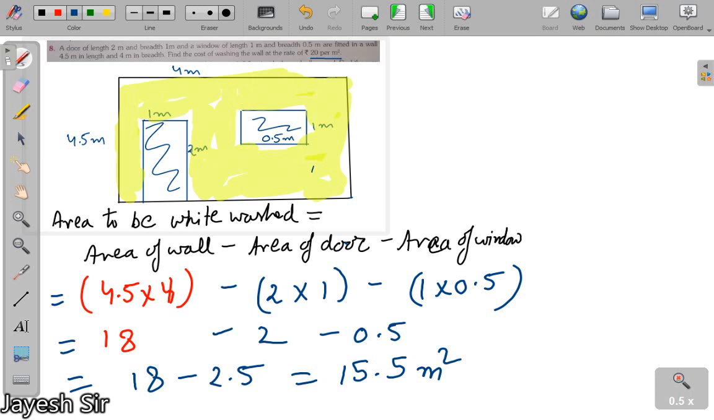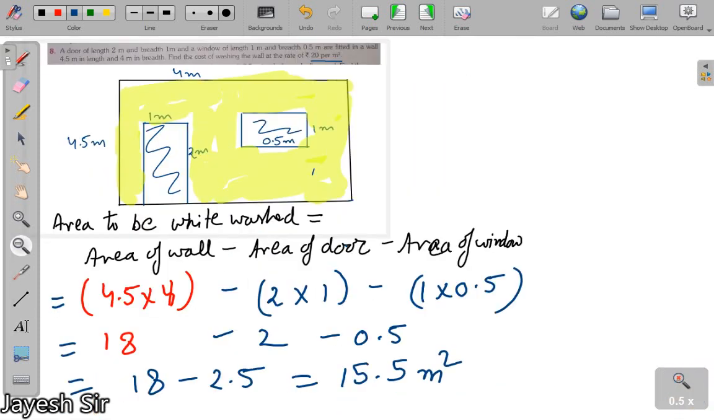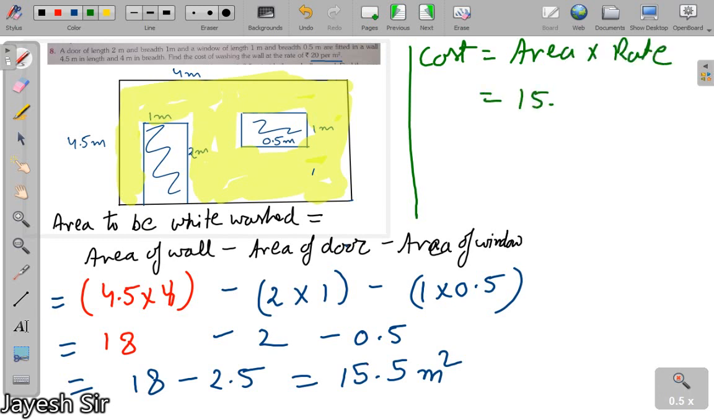Now, according to the question, we have to determine the cost of whitewashing at the rate of rupees 20 per meter square. So the rate of whitewashing is equal to rupees 20 per meter square. So cost is equal to area into rate. Area is 15.5 and rate is 20. On multiplying it, we get 310.00 rupees. That will be your final answer.